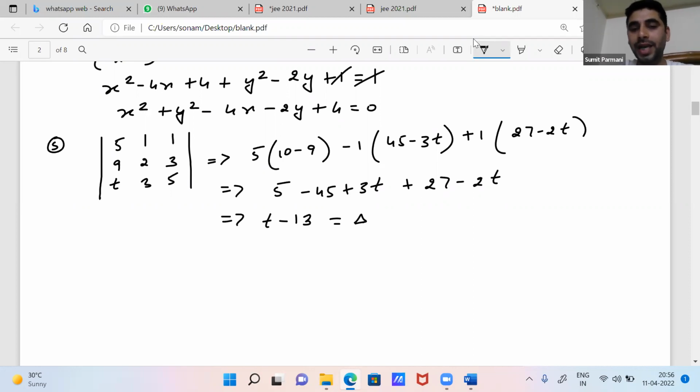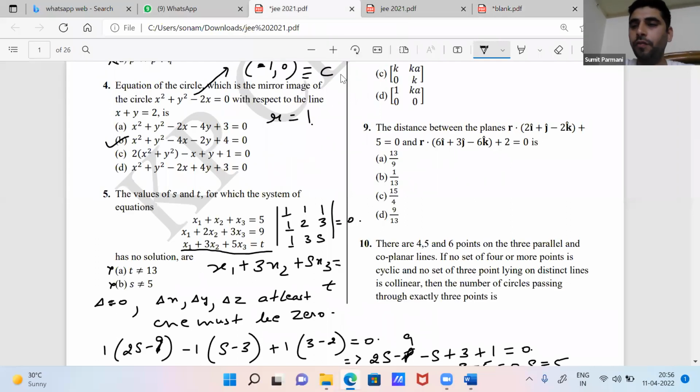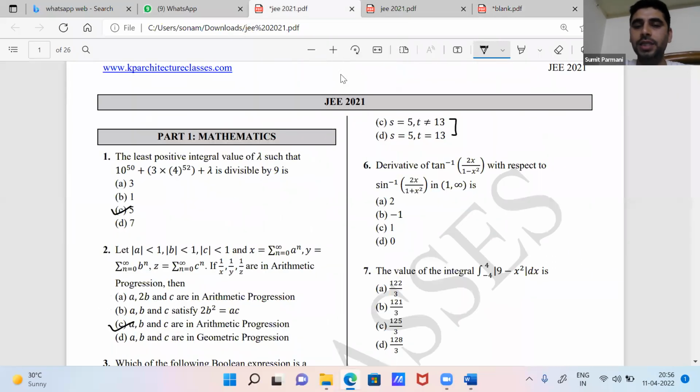Okay, now del x. Now out of these three, one should not be equal to 0. So if I'm taking del x not equal to 0, that means t minus 13 should not be equal to 0. Therefore, t should not be equal to 13. Is one more thing we have. So from here only we can write the answer that option C is the answer.